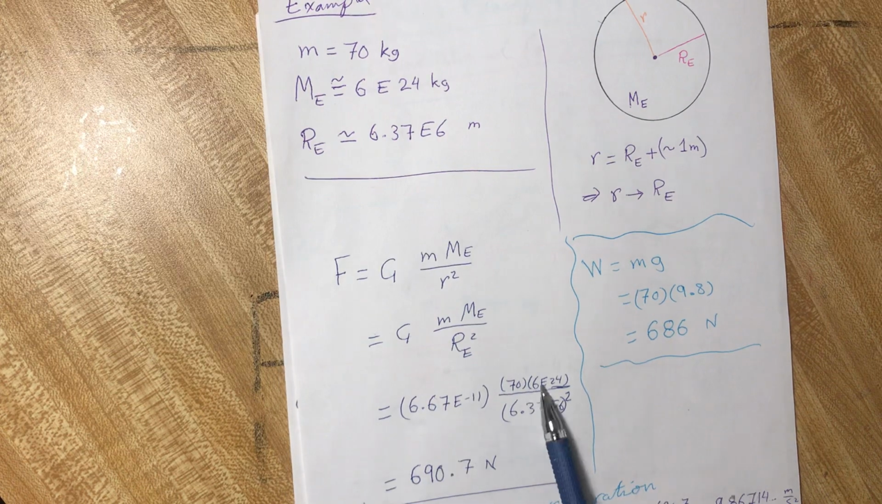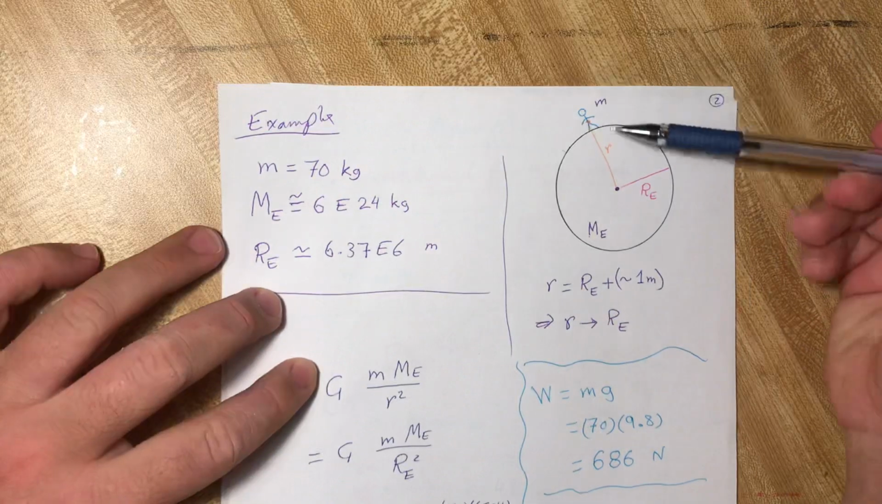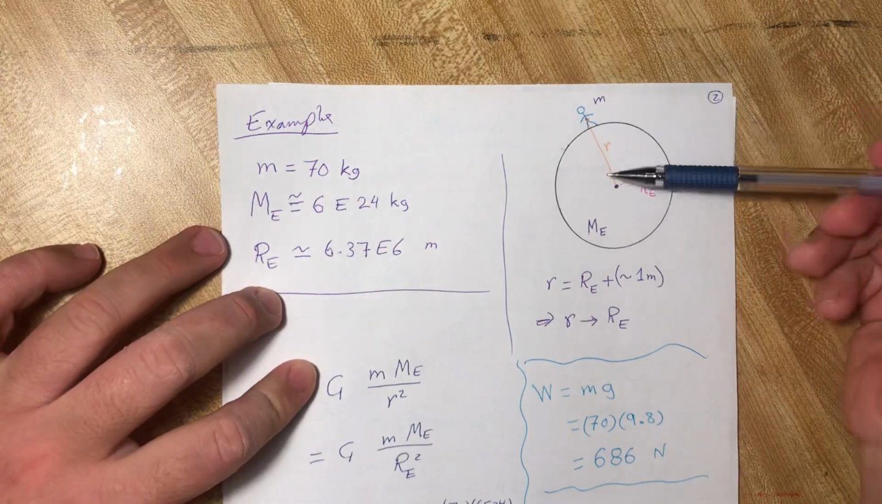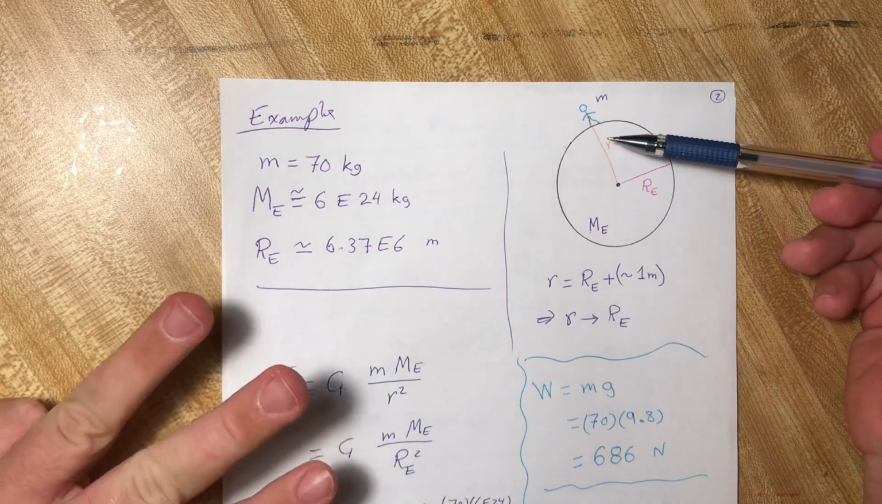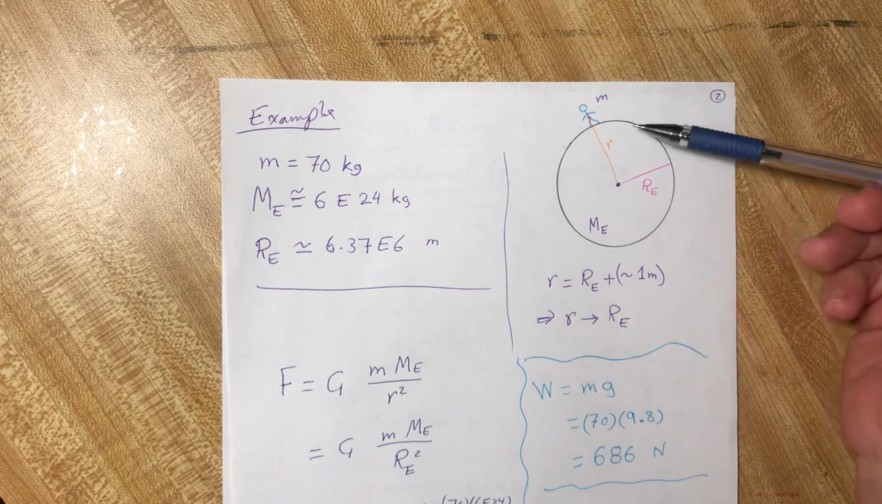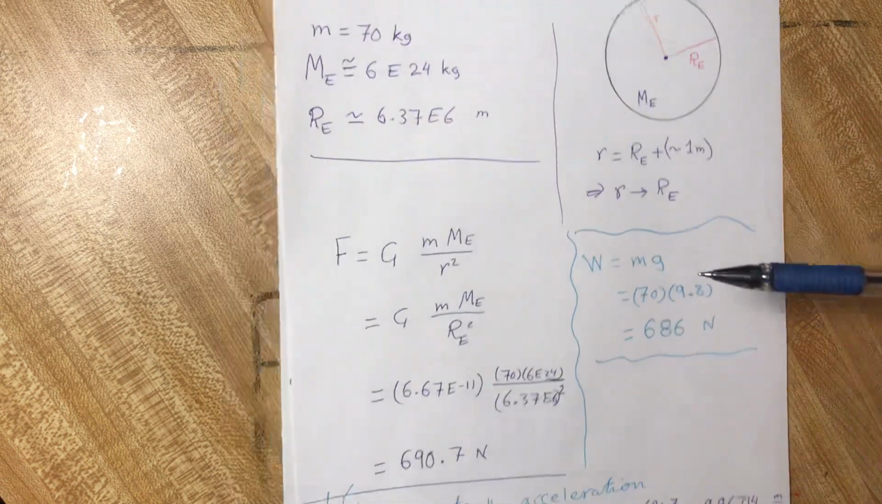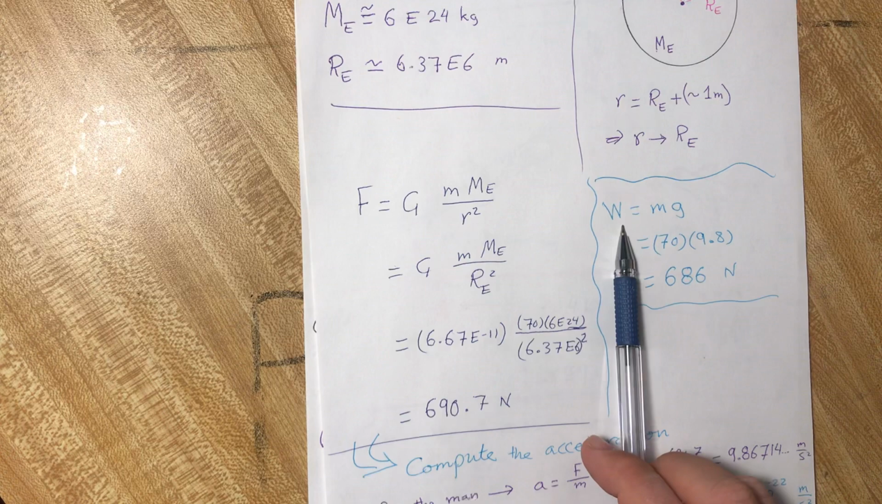Putting in the numbers, we can find the force between the man and the earth, which is an attractive force to the center of the earth and to the center of the man, because of Newton's third law, which tells us there is action and reaction between the man and the earth. The force is 690.7 newtons.